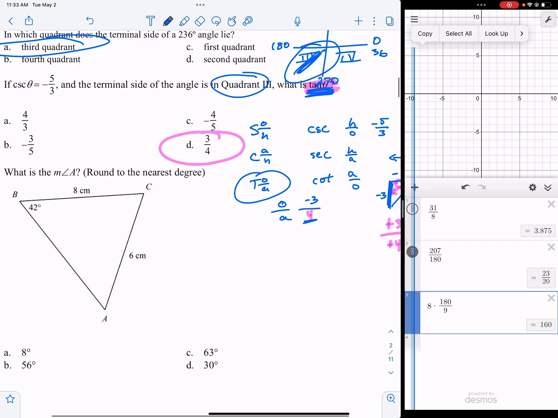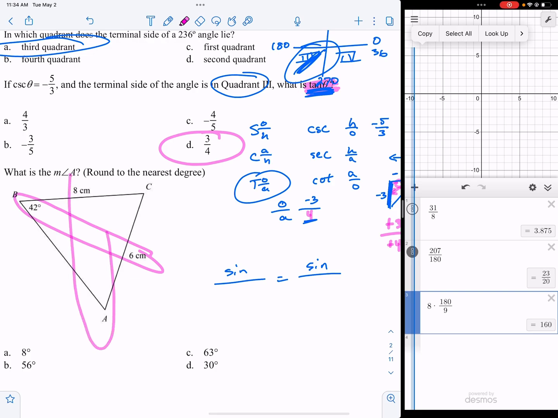All right, law of sines. This is where we set up a proportion and we put sine of an angle, sine of an angle. Then we go across the triangle. So the 42 goes with the 6, the 8 goes with the A, and that's what we want. So sine 42 is to 6, sine A is to 8. I'm going to cross multiply and divide.